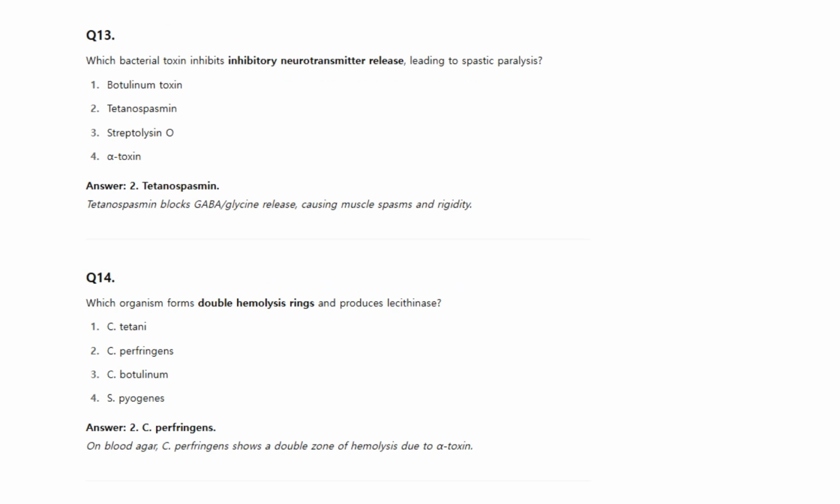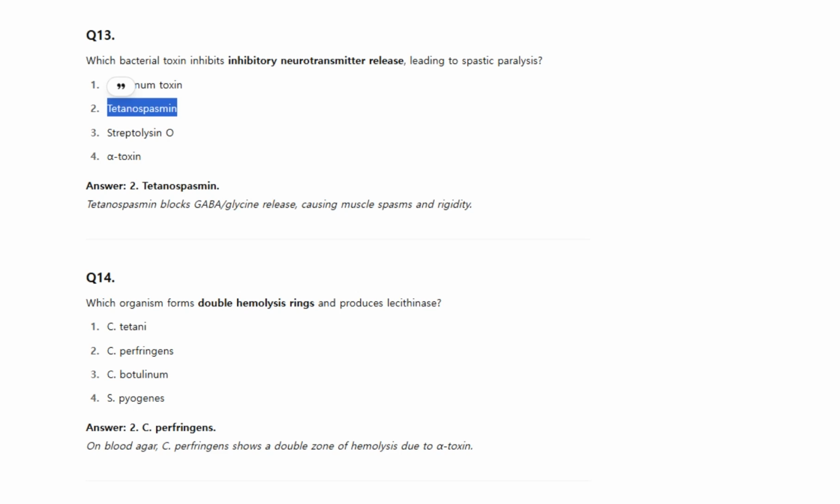Q13. Which bacterial toxin inhibits inhibitory neurotransmitter release, leading to spastic paralysis? 1. Botulinum toxin, 2. Tetanospasmin, 3. Streptolysin O, 4. A toxin. Answer: 2. Tetanospasmin. Tetanospasmin blocks GABA and glycine release, causing muscle spasms and rigidity.